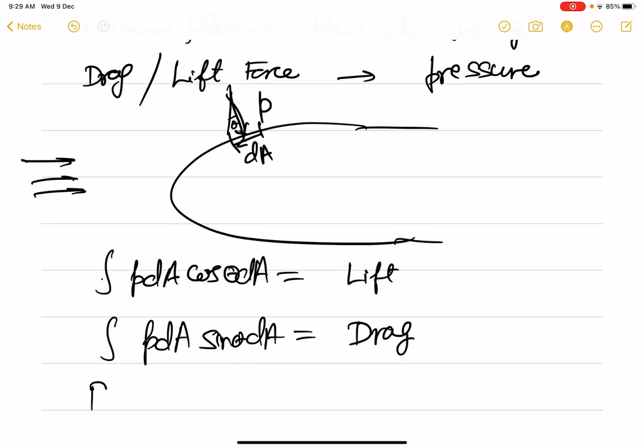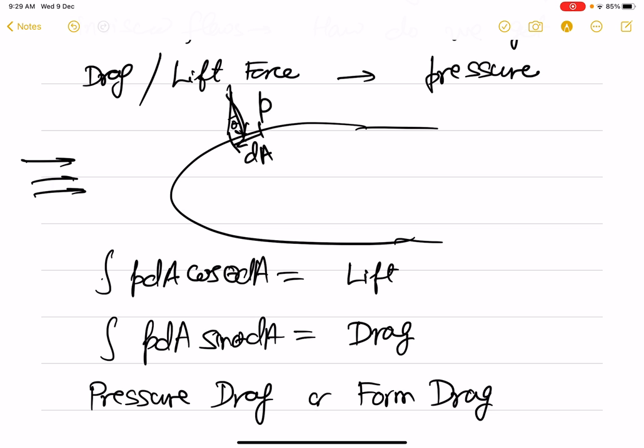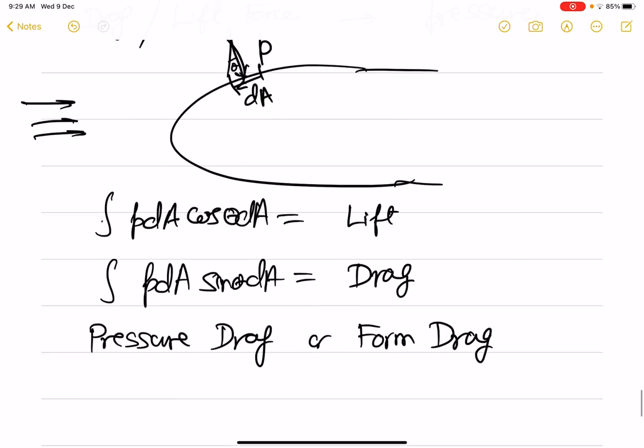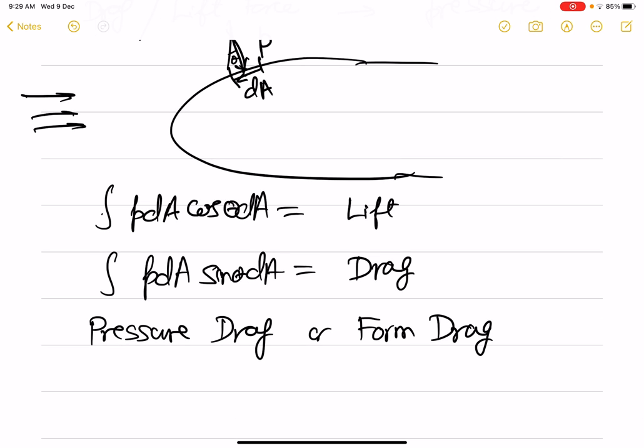And sometimes this component of drag due to pressure is also called pressure drag or form drag. This will be in a general case. When we also have viscosity, then the component due to pressure is called the form drag or pressure drag, and the component due to viscosity is called the skin friction drag.